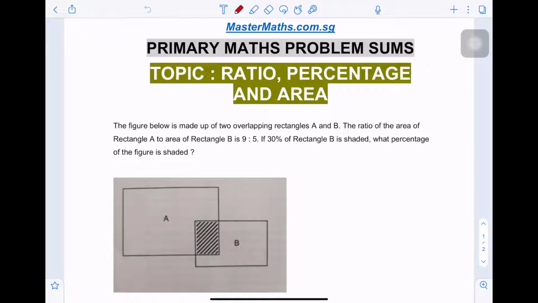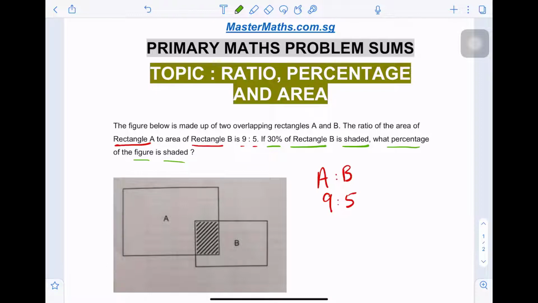The figure below is made up of two overlapping rectangles A and B. The ratio of the area of rectangle A to the area of rectangle B is 9:5, which means A is to B is 9:5. If 30% of rectangle B is shaded, what percentage of the figure is shaded?